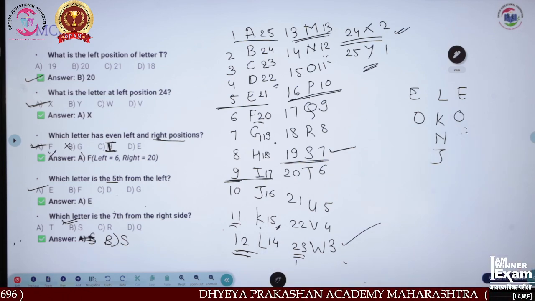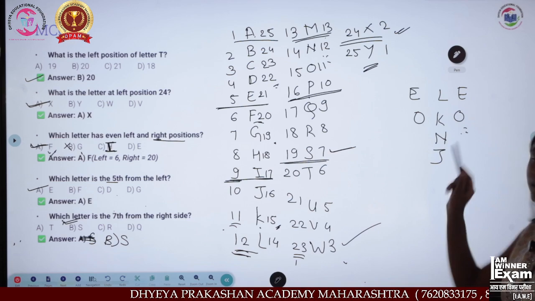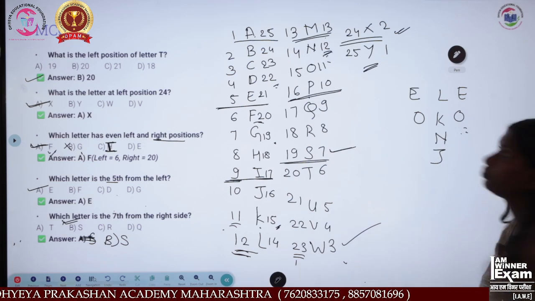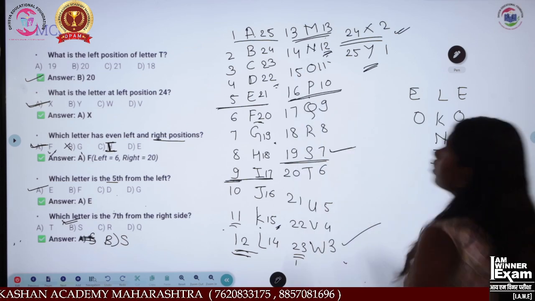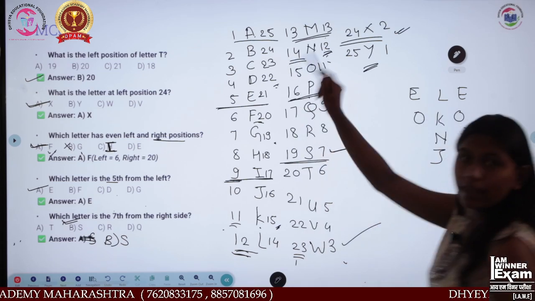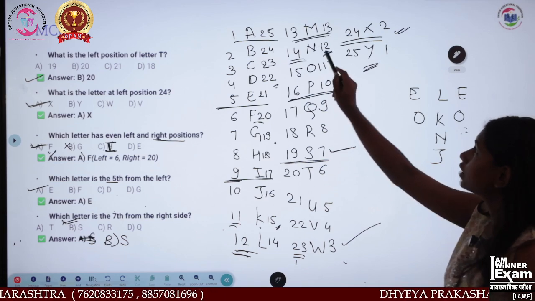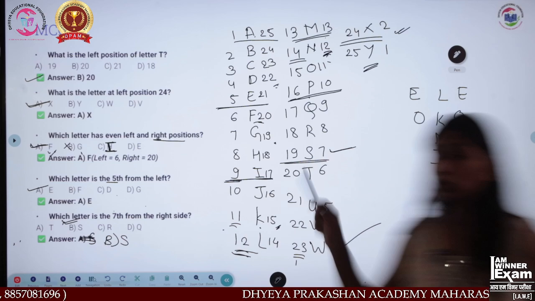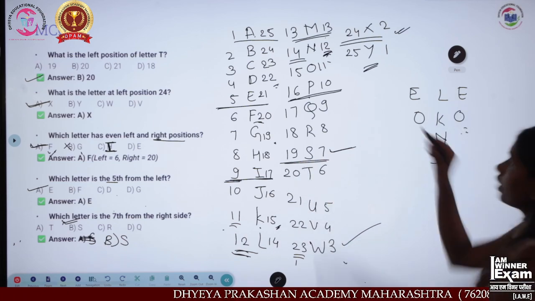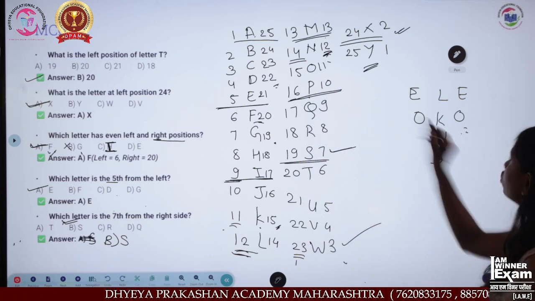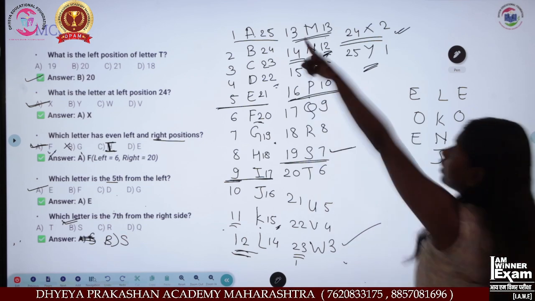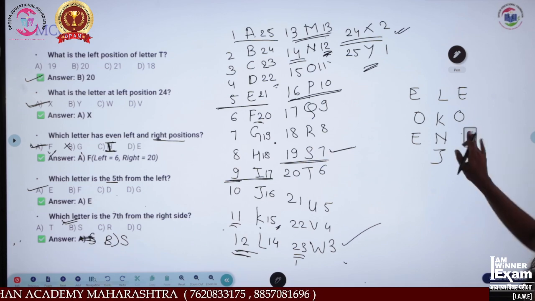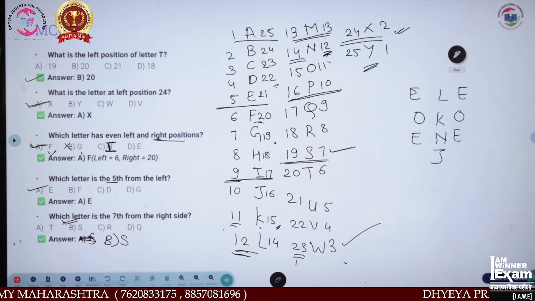So let's come to the next option, which was N. Here is the N. Now N has 14 on the left hand side and 12 on the right hand side. Both these numbers are divisible by 2. So the left hand side, 14, is divisible by 2, so it is even, and the right hand side, 12, is also divisible by 2, so it also has an even number on the right hand side.